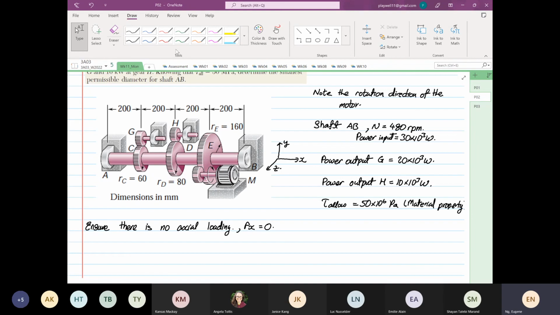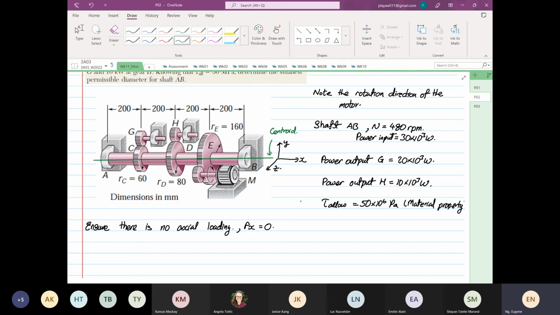Okay, and I'm going to sketch our centroid. This is our centroid. By the way, this diagram you can find in your notes from last week. I posted it, I thought it was fun. And so there is no axial load. So Px is equal to what? 0. Px is equal to 0.